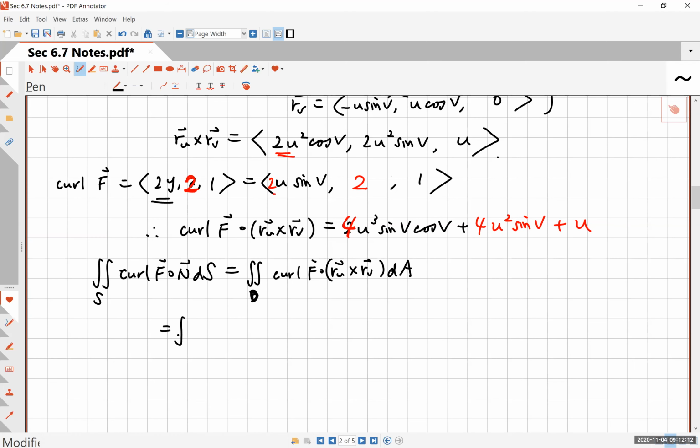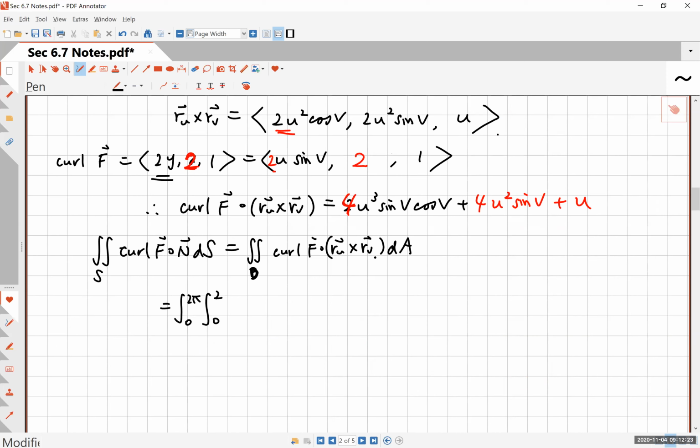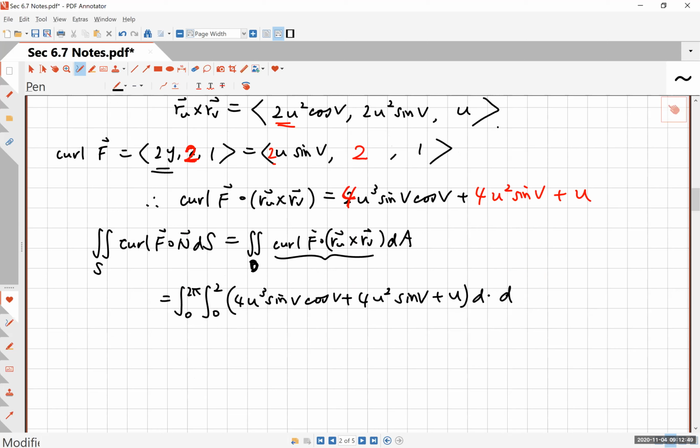Now, let's go to our u and v here, because my v was from 0 to 2 pi. My u is from 0 to 2, right? And then the curl of F dot, this whole thing is what I calculated. It's 4u cubed sine v cosine v plus 4u squared sine v plus u, all of this dv du. Okay, so which one was v? v was the one that goes to 2 pi, so this should be switched, du dv, because u goes from 0 to 2. All right.